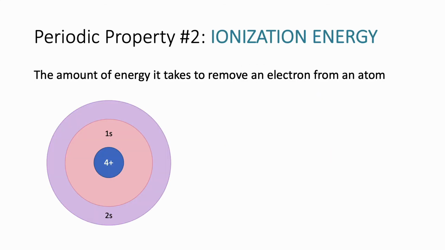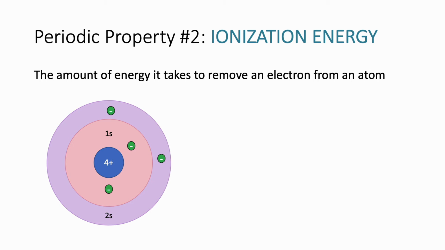Our next periodic property is what we call ionization energy, which is the amount of energy it takes to remove an electron from an atom. So here I have a diagram that shows beryllium, which is element 4, and it has 4 electrons when it's neutral. 2 of those are going to be in 1s. Those are the core electrons. 2 of those are going to be in 2s. So you can imagine that you can take these electrons off. And when you do that, you always remove the outermost electrons first.